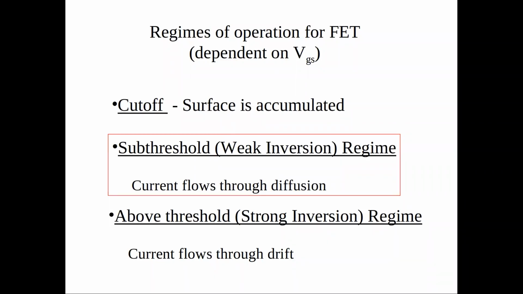Then when you have a very small gate to source voltage, you're in this weak inversion regime, or subthreshold regime, where you're allowing current to flow through diffusion if you have this difference in potential. You change the concentration gradient from drain to source and vice versa. And then this is the one that you saw last week, the above threshold, the strong inversion regime, where you have an electric field and you're actually pushing electrons or holes through due to drift. So that's the one that you saw last week.